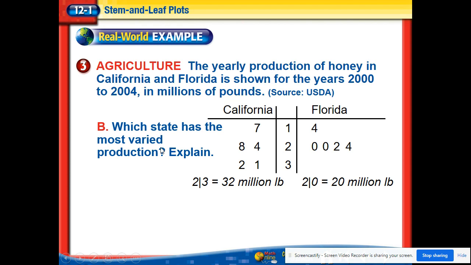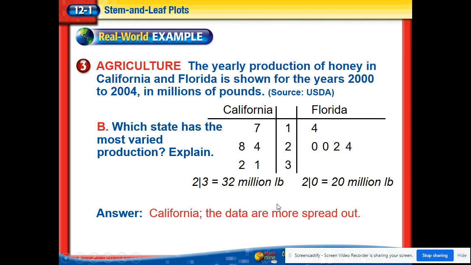Which one is the most varied, has the most spread out numbers? This one, California, goes from 17 to 32. This one only goes from 14 to 24. This isn't very spread out. Those numbers are really close to each other. These are all over the place. Again, it's got to be California.